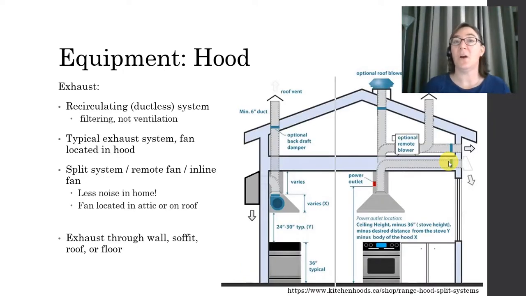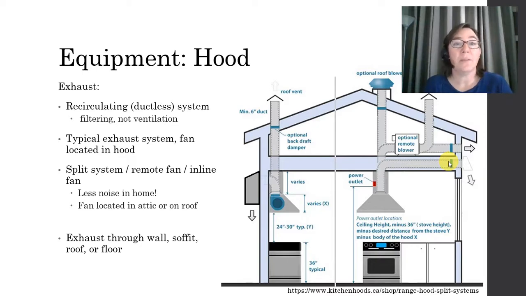Let's talk about the different exhaust options for your kitchen fans. First of all, you can have a recirculating or ductless system. This is for filtering only and not ventilation. Essentially, you draw the air in and run it through a filter and immediately blow it back into the kitchen. If you have a location that you are not able to exhaust your hood to the outside in some way, you can use a recirculating system. Otherwise, it's not recommended.